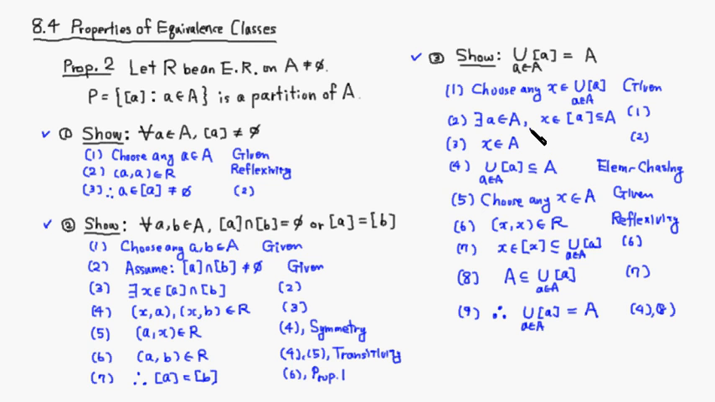All right, that's it. I hope that this was clear. This basically says that if you have equivalence classes, they are going to form a partition of the original set A. All right, that's it.